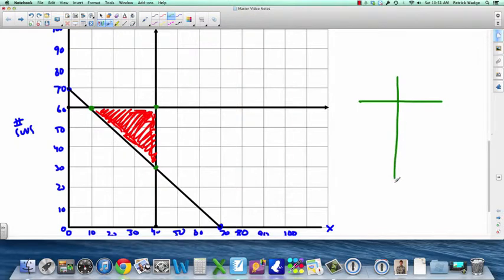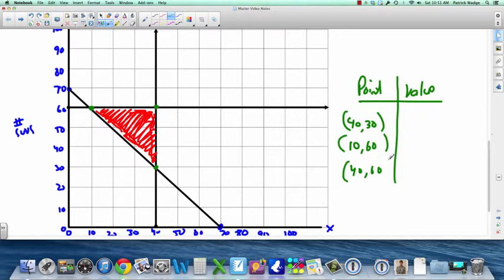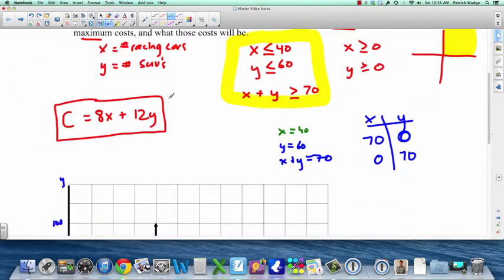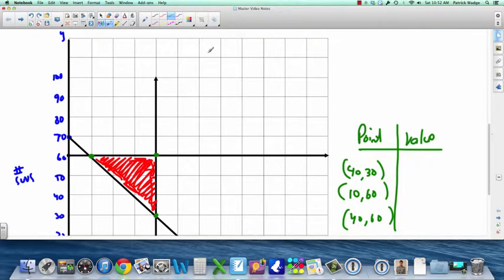So let's make our little table. Point and value. And the 3 points are 40, 30, 10, 60, and 40, 60. And the objective function, which is right here, is c equals 8x plus 12y. I'll just write that down here. c equals 8x plus 12y. Okay, and we just start plugging stuff in.